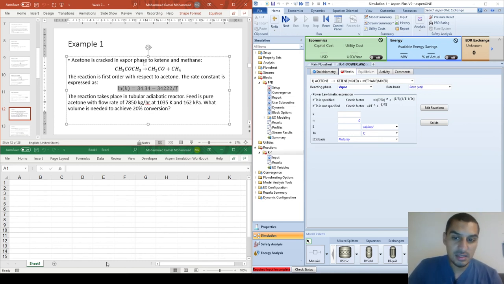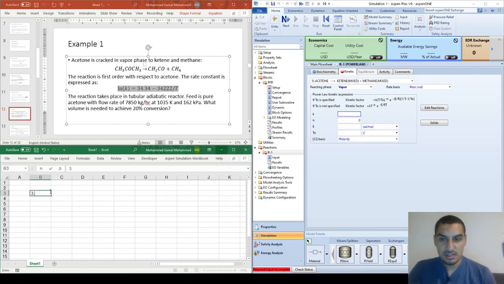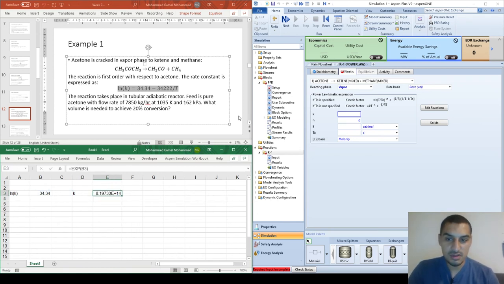That's why I have the Excel file open here, because I need to calculate the value of k. It's said that it's 34.34, which is what we have as ln k. So k is the exponential of this. This is the number that we are going to use. It's a big number, but I don't care. This is what I have from the kinetics.